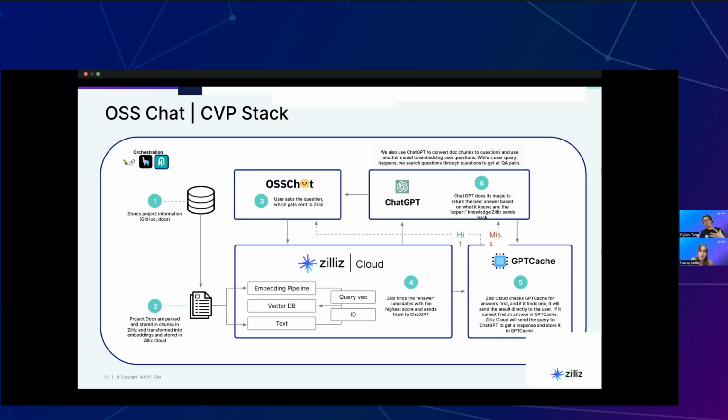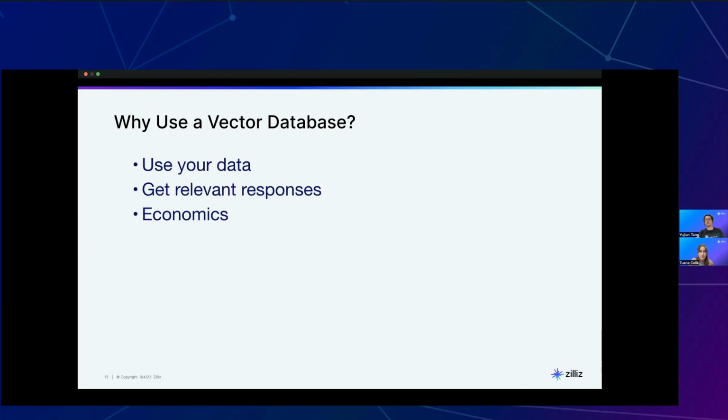So how do you use a vector database for retrieval augmented generation? This is basically what I've been building for the past few months. Step one, why would you use a vector database? Basically, you want to inject your own data into an LLM application, and you want to get relevant responses to what you're querying and asking about.